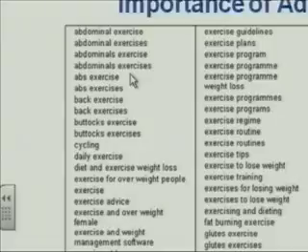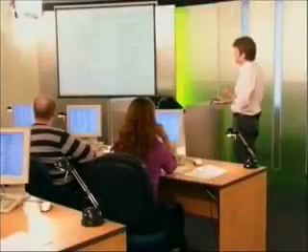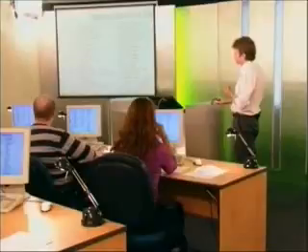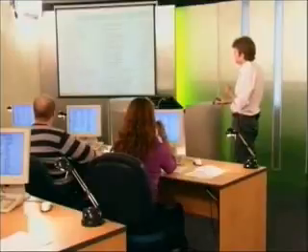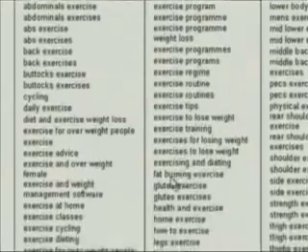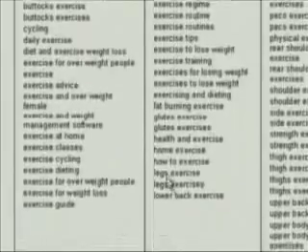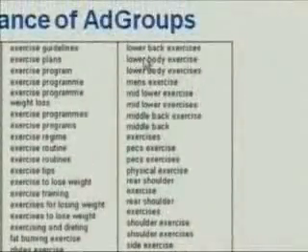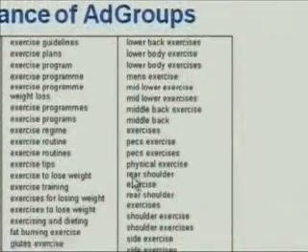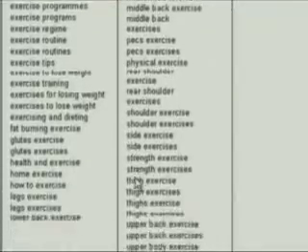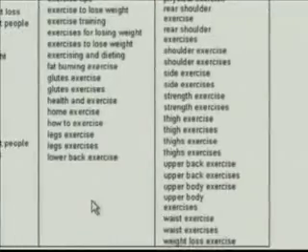and I'm not necessarily ridiculing these people, but this is what happens if you don't understand how these things work. You do silly things. This is one ad group. Some stuff about abdominals, some stuff about back, some stuff about buttocks, some stuff about exercise: exercise program, exercise routine, for losing weight, for burning, glutes, legs, lower body, mid-lobe, pecs, shoulders, side. Basically anything to do with exercise is one ad group.